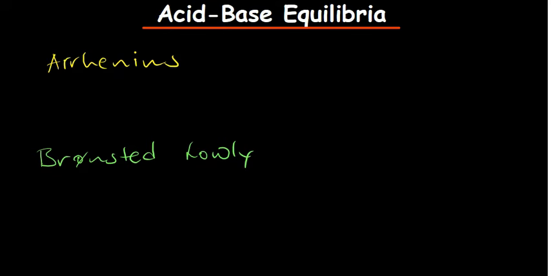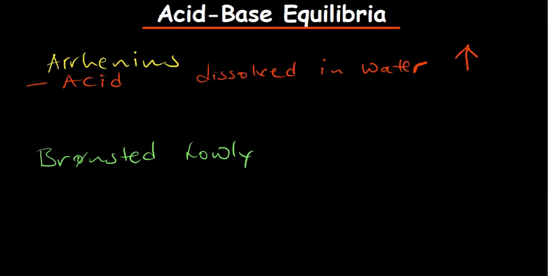According to Arrhenius, I think this is a definition we're actually familiar with. An acid is defined to be a substance that, when dissolved in water, will increase the concentration of hydrogen ions. So the key point there is dissolved in water. When dissolved in water, it increases the hydrogen ion concentration. That's the definition of an Arrhenius acid.